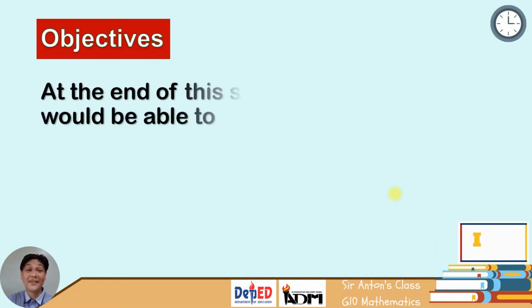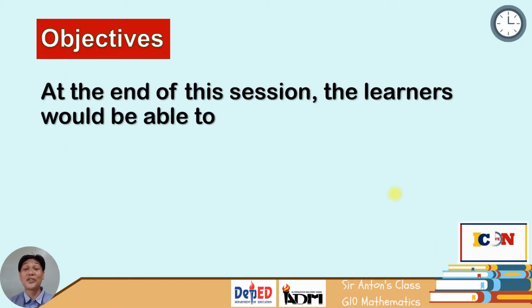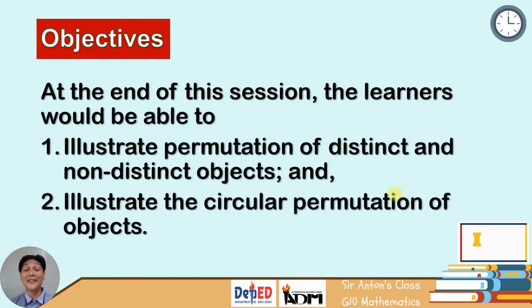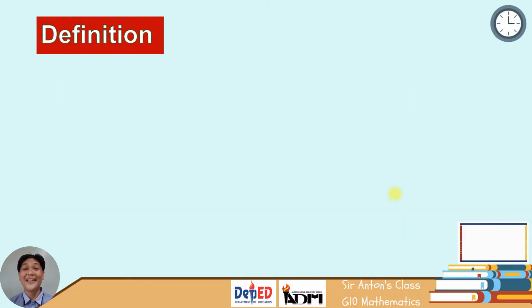Now the objectives. At the end of this session, the learners would be able to illustrate permutation of distinct and non-distinct objects, and illustrate the circular permutation of objects.